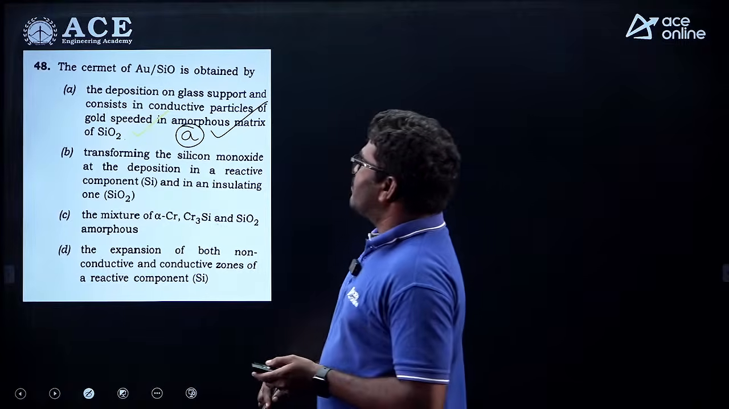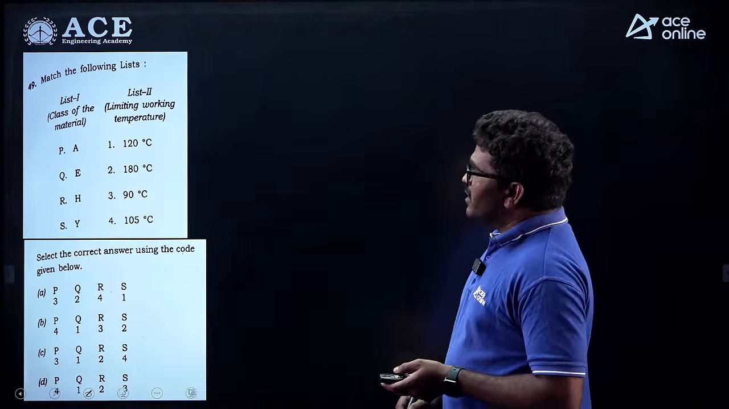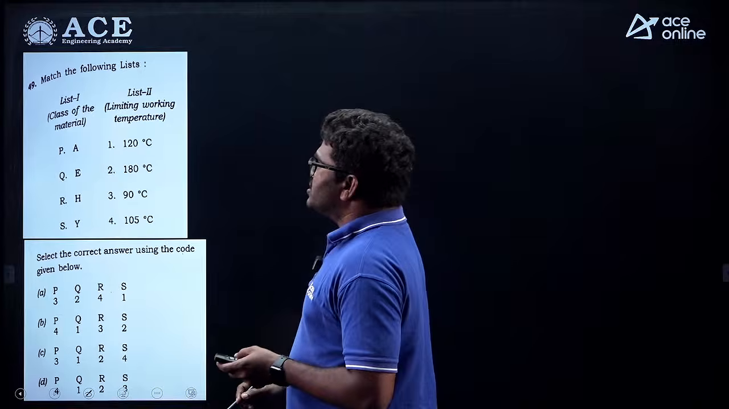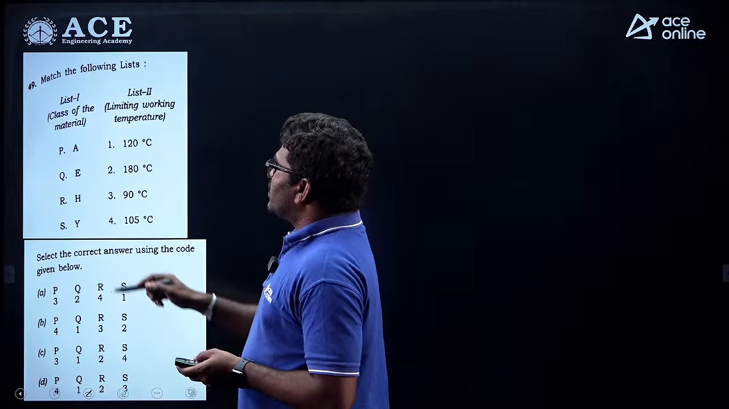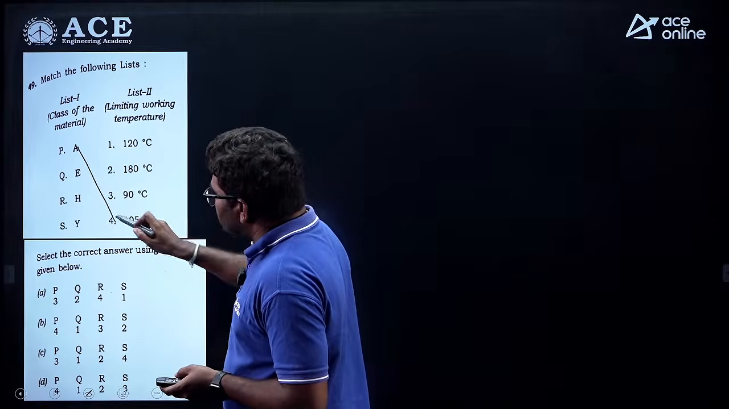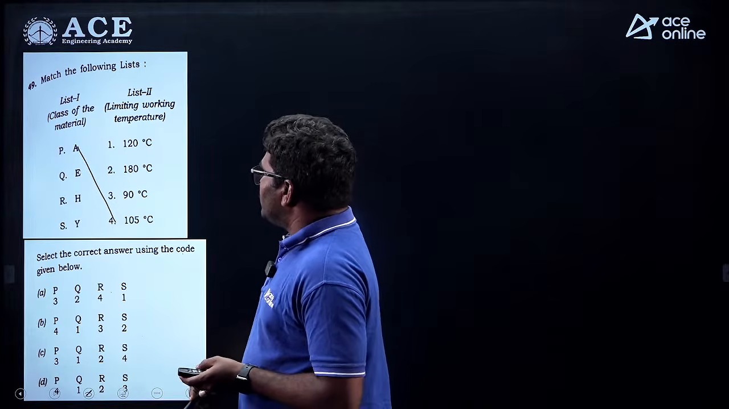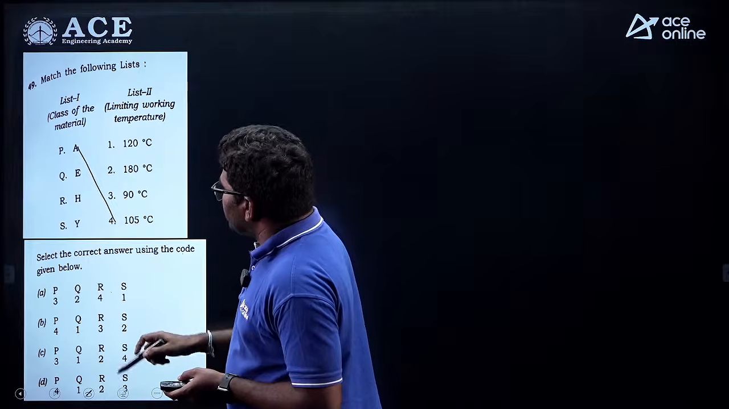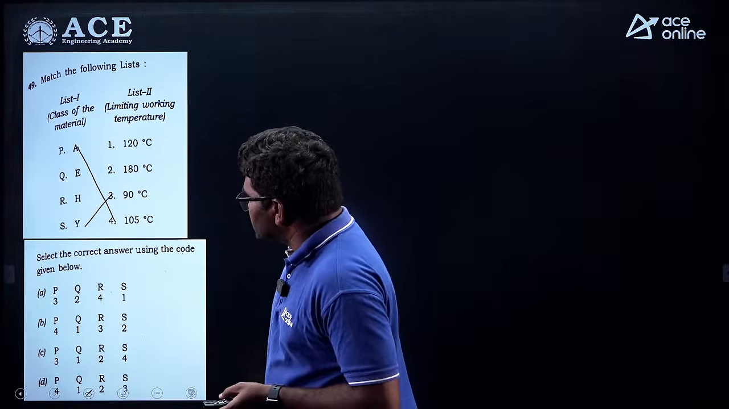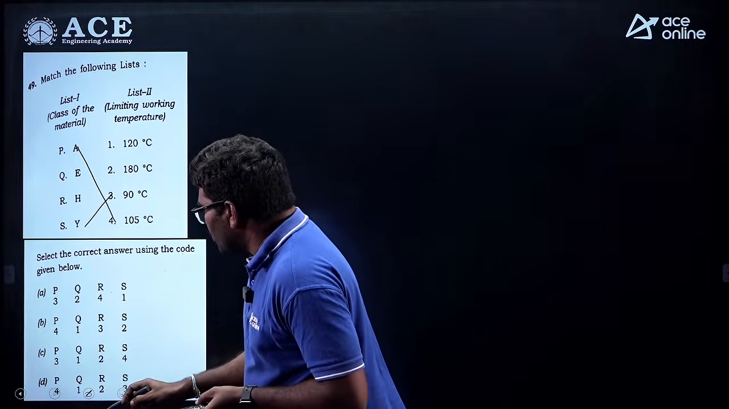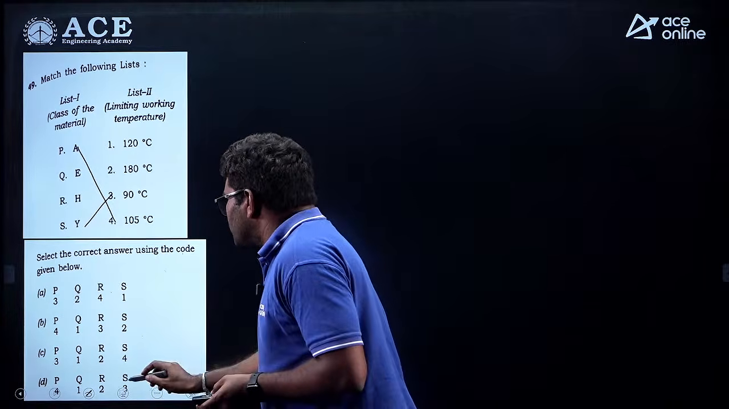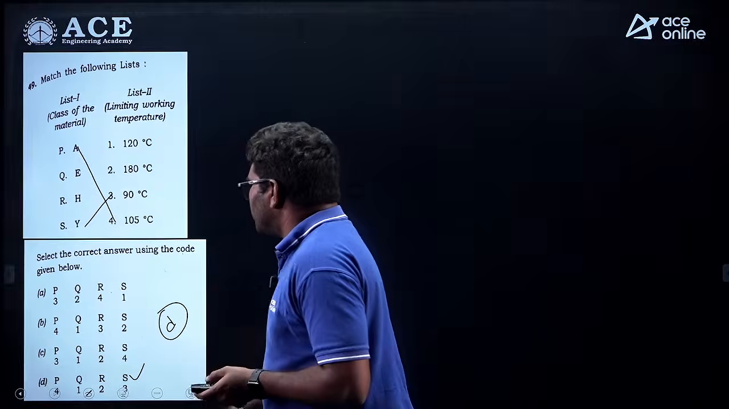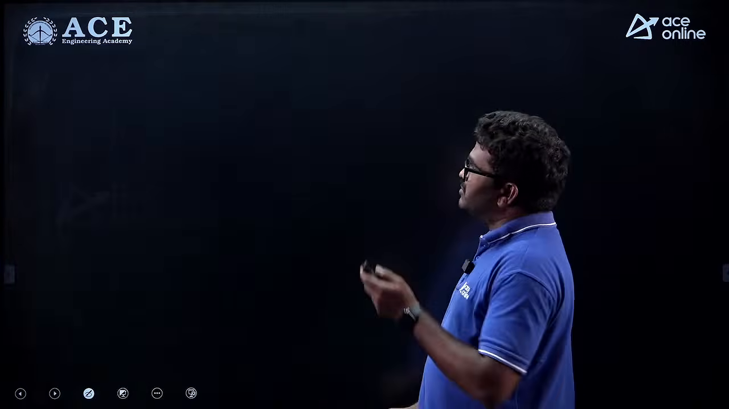Okay, a direct, straightforward question. Now here is a question. There are different insulating materials given and their limiting temperatures are given. So class A material has a maximum temperature of 105, and class Y is 90. So you can take P is 4. Out of these 4 options, P is 4 and Y is 3. So D is the correct option for this question.